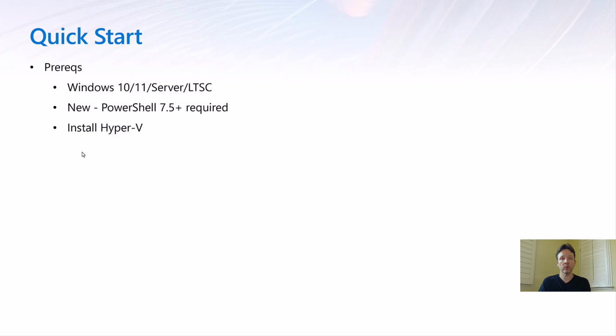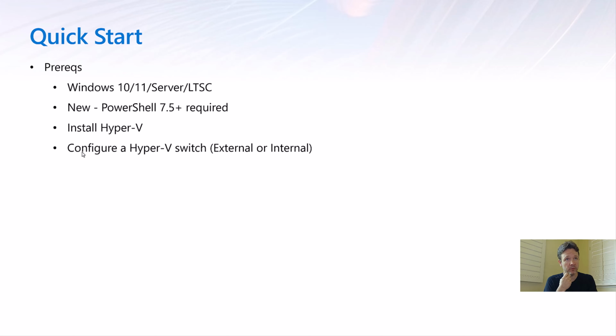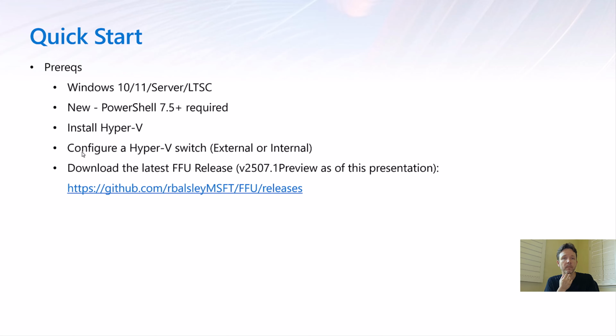So go ahead and install that, and you should be in good shape. You'll also need to install Hyper-V, and after you install Hyper-V, you will need to configure a Hyper-V switch. That switch can be an internal or an external switch. I personally use external switches, but both will work. You'll also need to download the latest FFU release. As of this moment, the latest release is 2507.1 preview, and that will be posted in the releases page in the FFU repo.